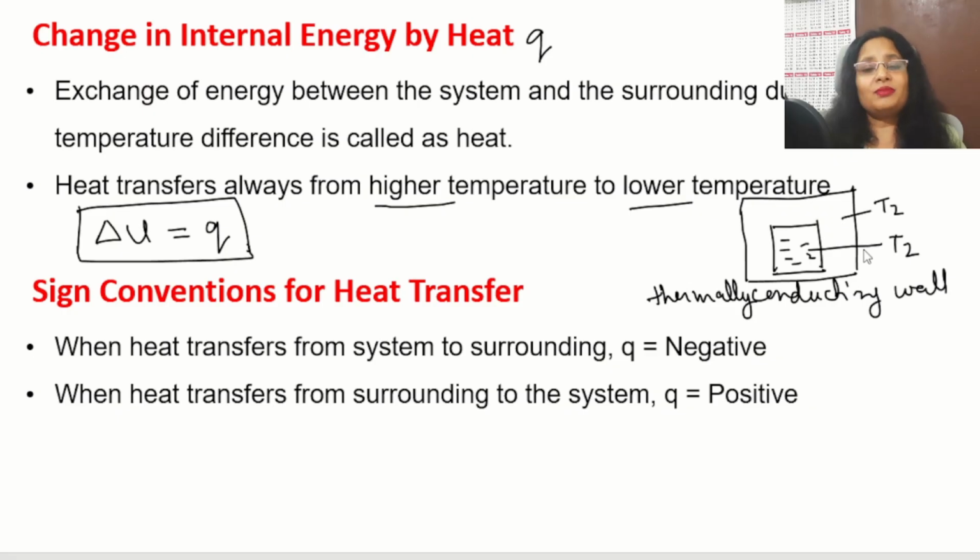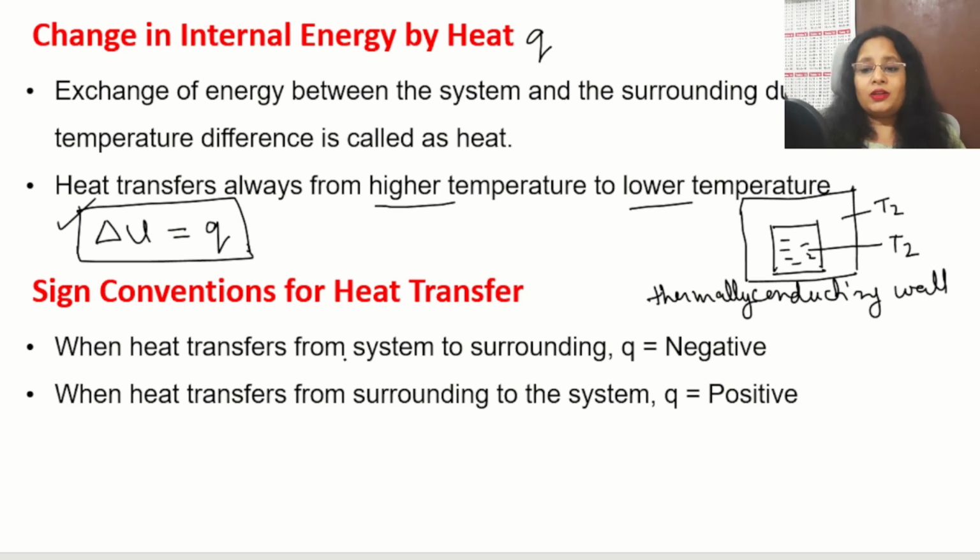And if the system state is changed, it means we can say the internal energy also changed. So in that case, delta U, that is change in internal energy, is equal to the heat transfer, Q. So we can now be clear how the internal energy changes with the help of heat. Now, this is the concept behind this. Come up to the sign conventions for heat transfer.